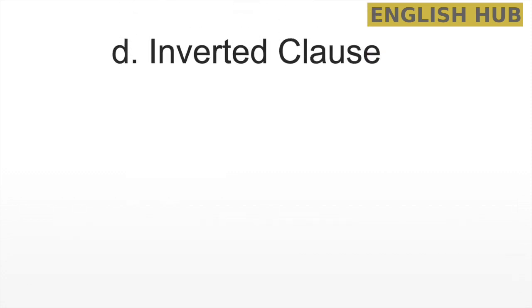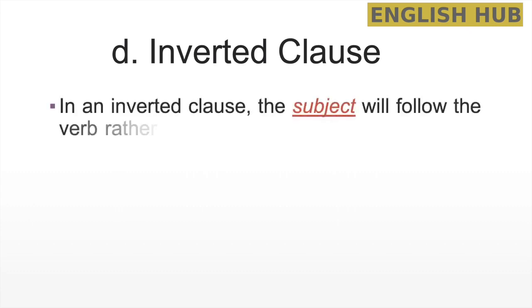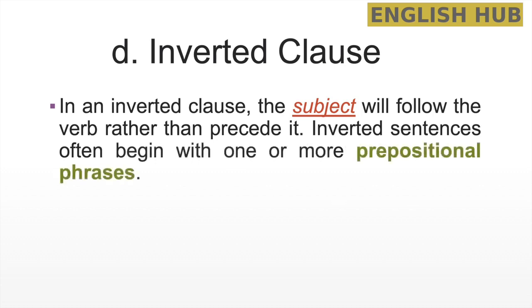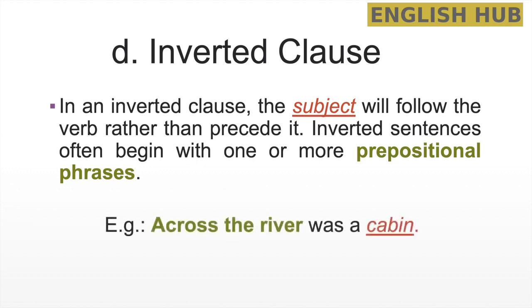The following section deals with inverted clauses. In an inverted clause, the subject will follow the verb rather than precede it. Inverted sentences often begin with one or more prepositional phrases. For example, across the river was a cabin. As we said before, the prepositional phrase cannot be the subject of a sentence. Therefore, cabin is the simple subject of this sentence.